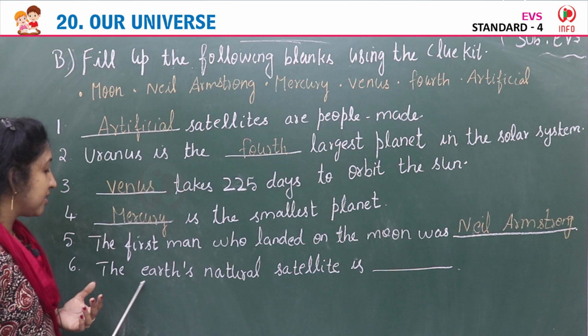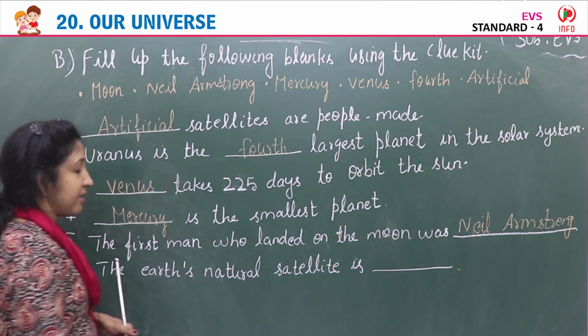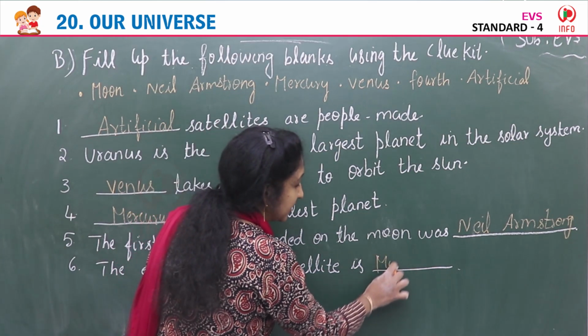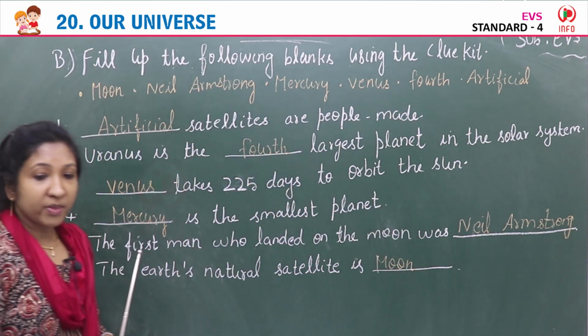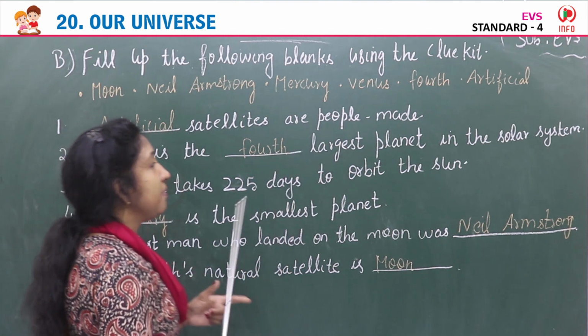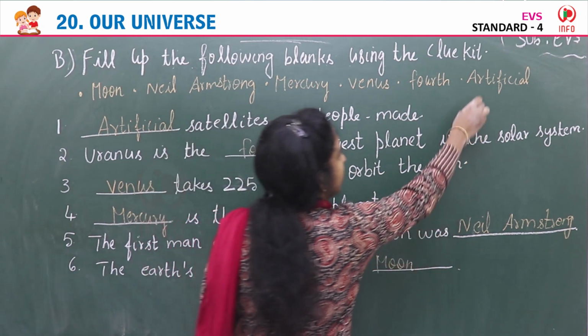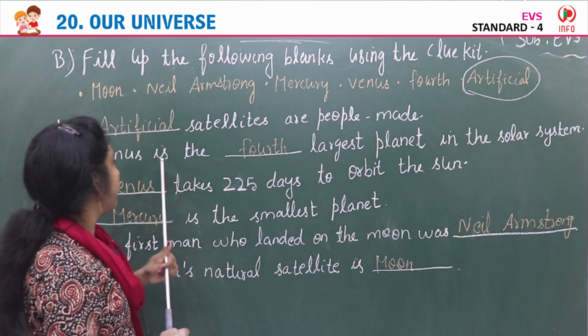6th, fill in the blanks. The Earth's natural satellite is, yes, moon. Earth's only natural satellite is moon. M-O-O-N, moon. So the first one, dash satellites are people made. Yes, artificial satellites are people made or man made.